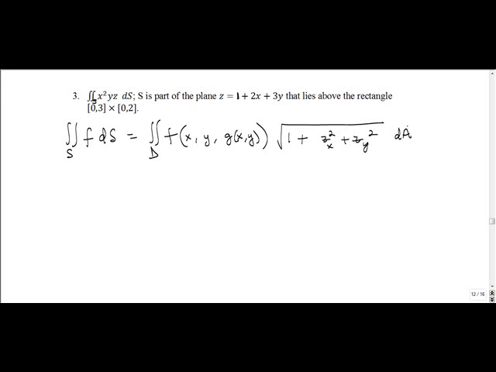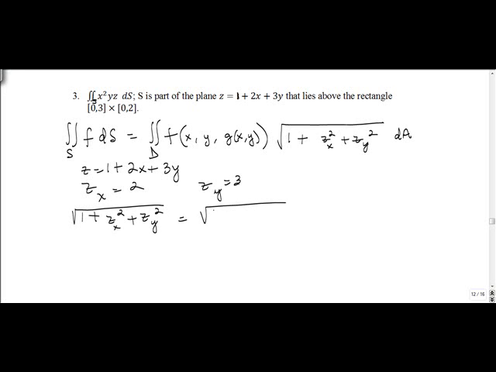The first thing we should do is to find the square root thing. So let's find the partials. z equals 1 plus 2x plus 3y. Partial z with respect to x is 2. Partial z with respect to y is 3. So therefore, the square root of 1 plus partial z with respect to x squared plus partial z with respect to y squared is the square root of 1 plus 4 plus 9, which is square root 14.